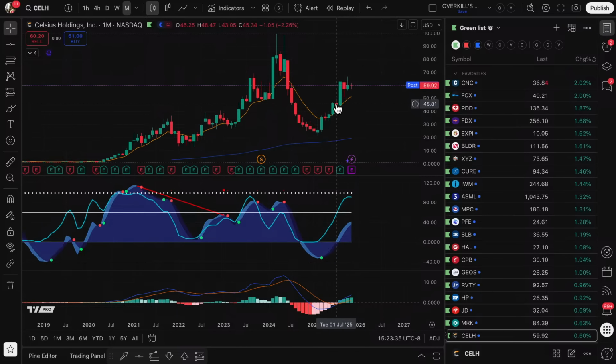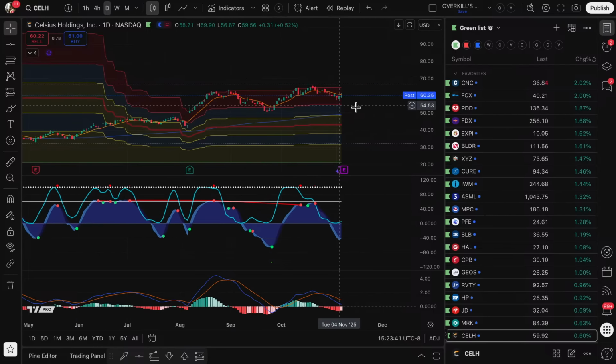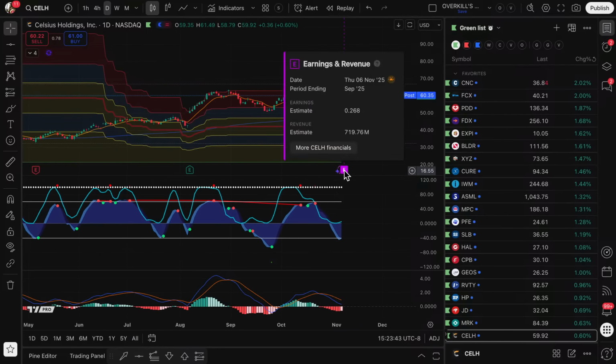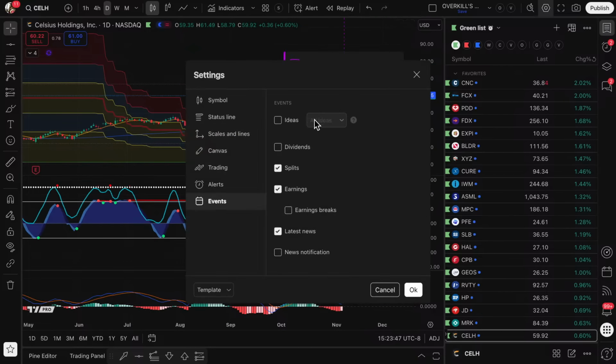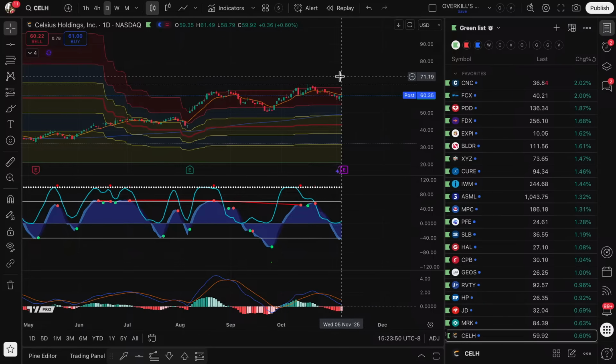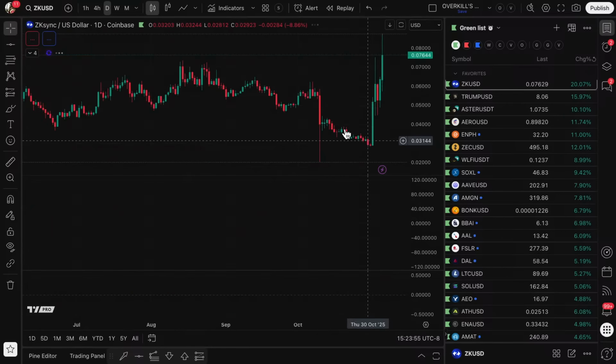I sold mine at like 45 when it got up here in the red zone. This is when I took profits back in August. They got earnings tomorrow. So they got tomorrow morning. I'd sell it at 60. I would at least sell half at 60. ZK. I've been hearing a lot of hype about this one. ZK Sync.